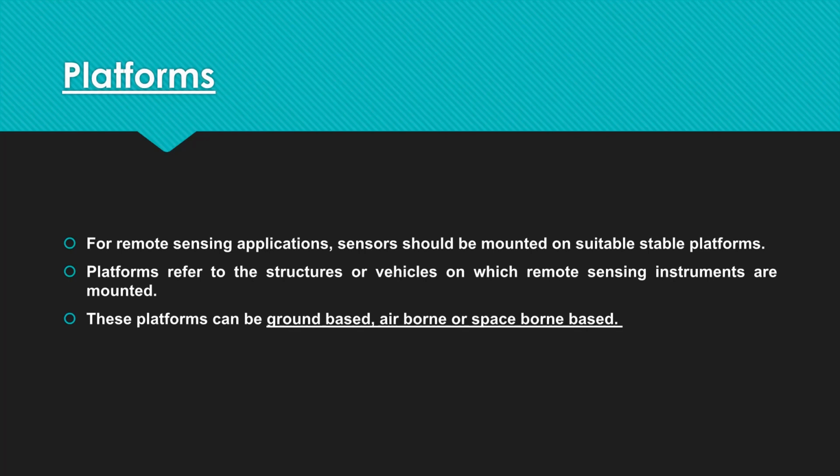Remote sensing platforms are of three types. First, ground-based platforms. Second, airborne platforms. And third, spaceborne platforms. Now we will look into these three kinds of platforms one by one. First of all, let's look into ground-based platforms.